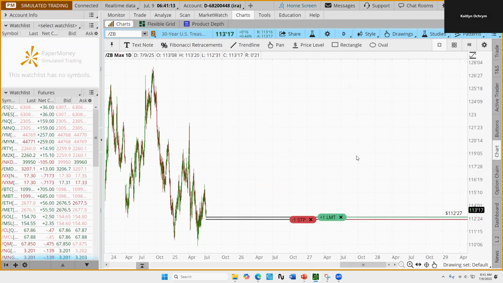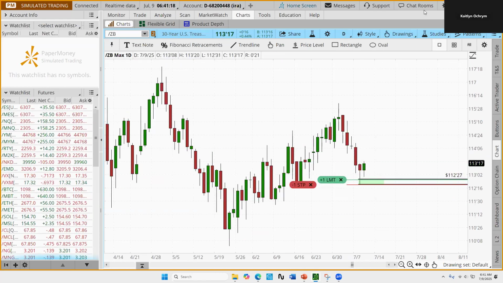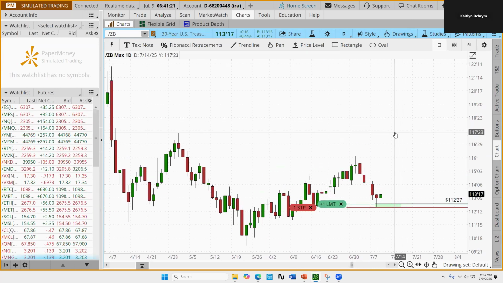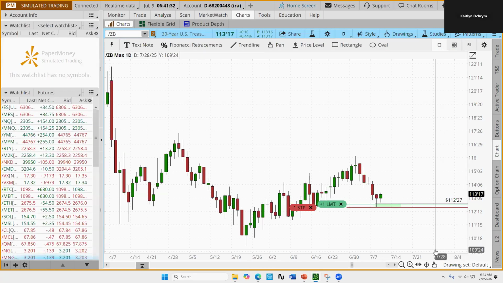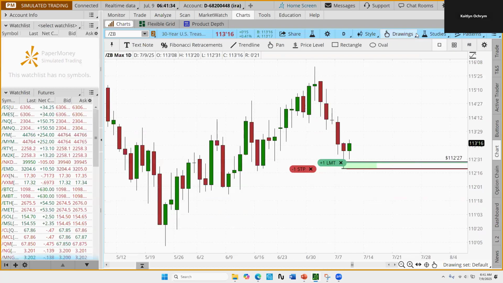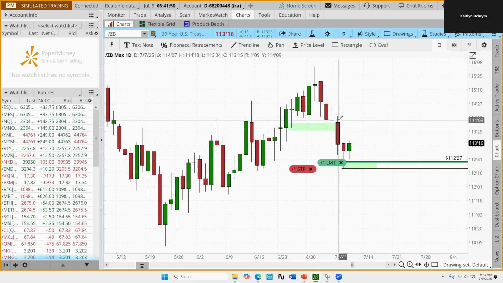All right, we're 2 for 2 on our spotlight picks. Any questions so far? And then our target on this one, let's see, opposing controlling breakout pivot. That is going to be this doji right here. That doji is what broke through all that support. So then that would be your target at 114.04. Entry, target.